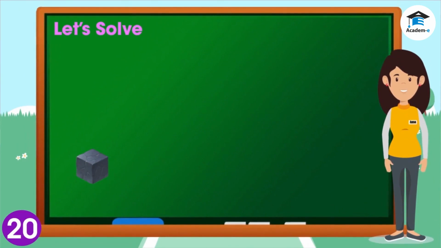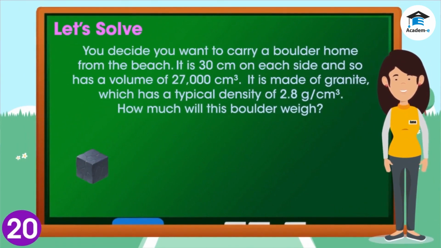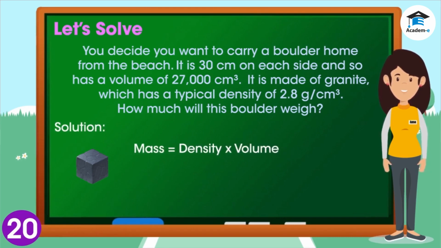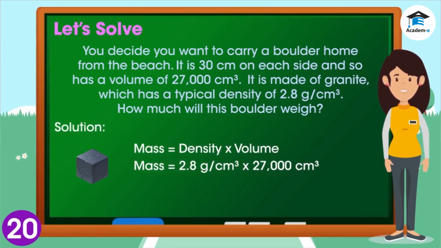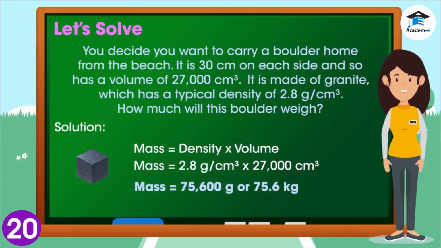Let us solve some problems. You decide you want to carry a boulder home from the beach. It is 30 centimeters on each side and so has a volume of 27,000 cubic centimeters. It is made of granite, which has a typical density of 2.8 grams per cubic centimeter. How much will this boulder weigh? Let us see. The boulder will weigh 75.6 kilograms.